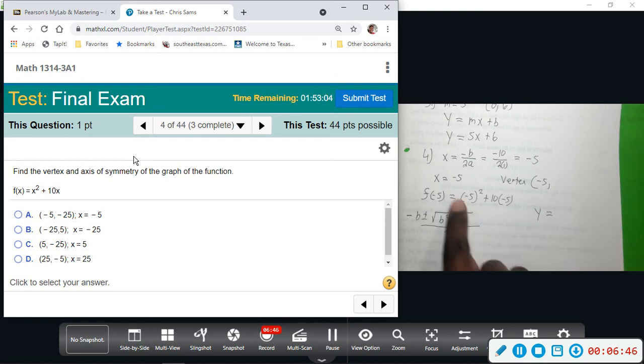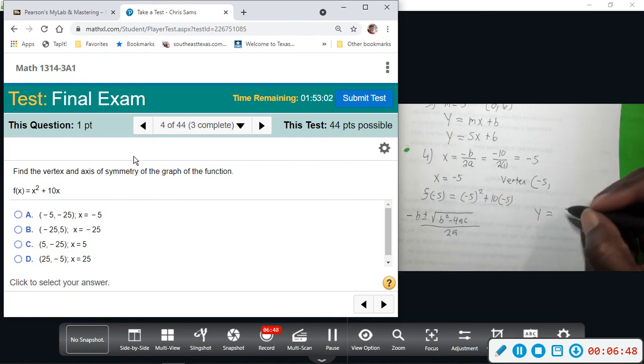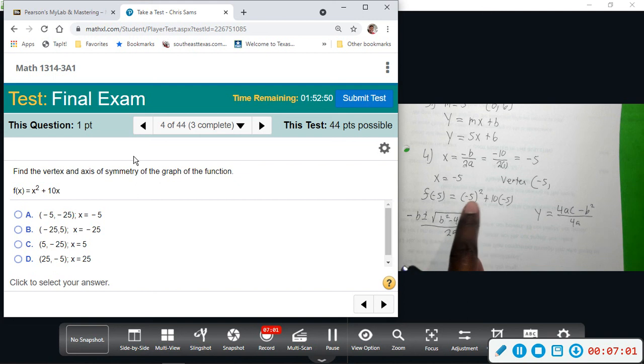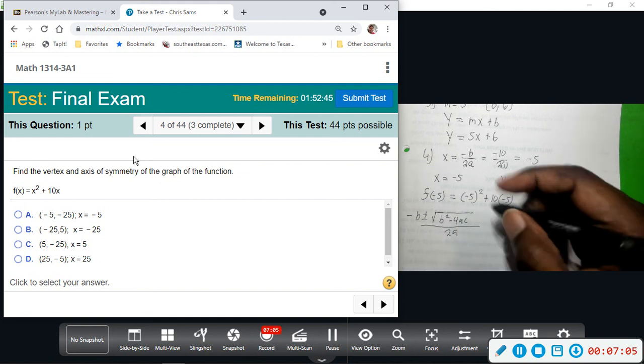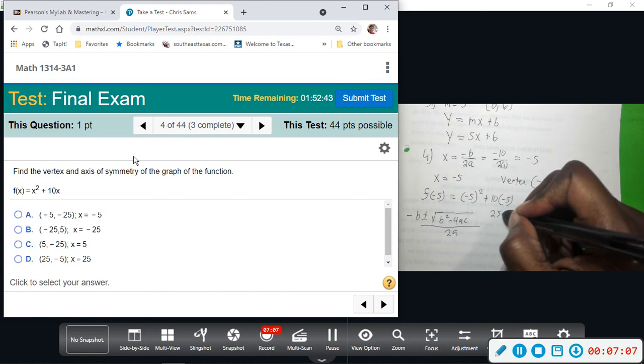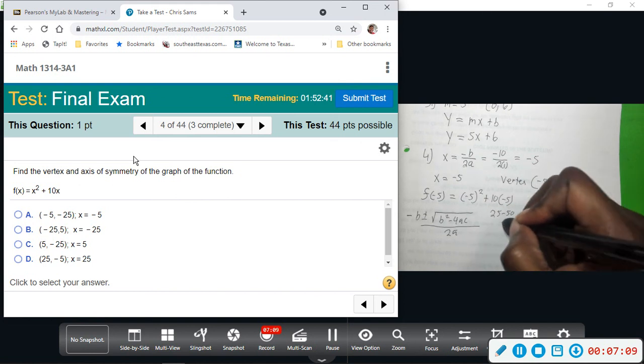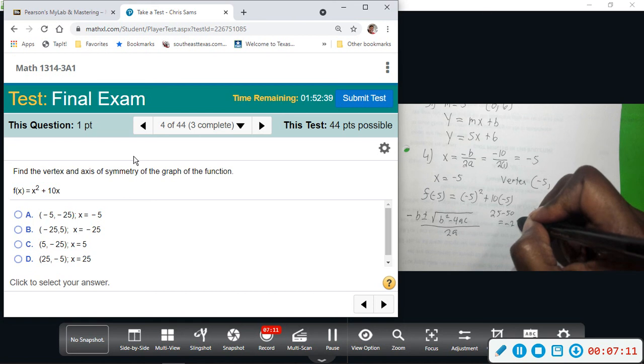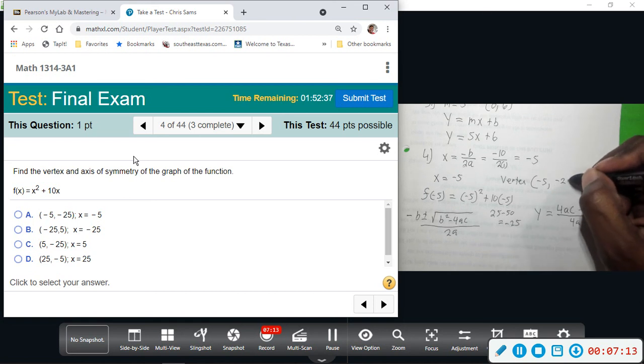And I will test it out. I will check to make sure these are equal. This is something new that I've learned this actual semester, and I want to make sure I try to remember it. I think this is what I remember, 4ac minus b squared over 4a. So we're going to check this out. If we solve this, it will give us 25 minus 50, and that will give us negative 25. So this is what we're saying, negative 25.